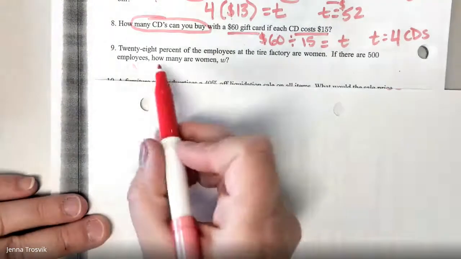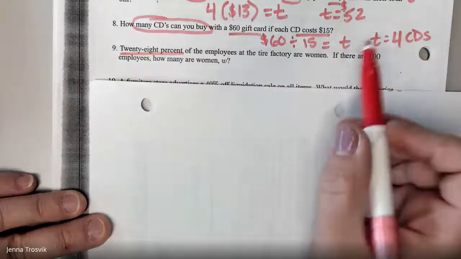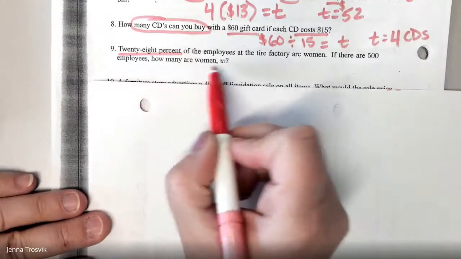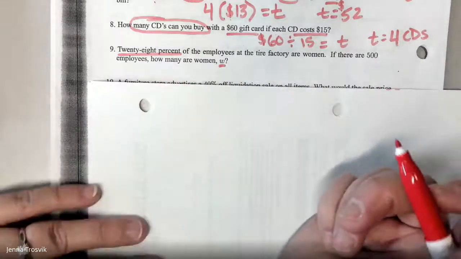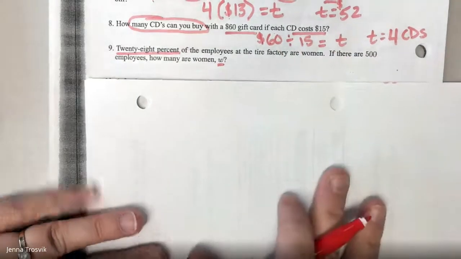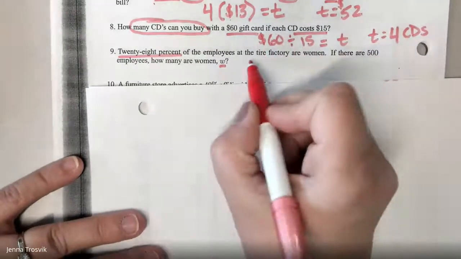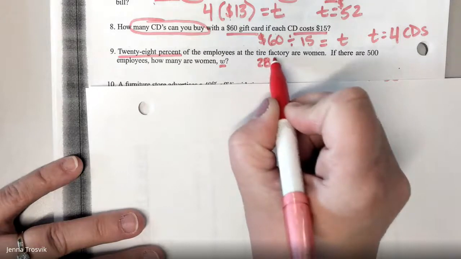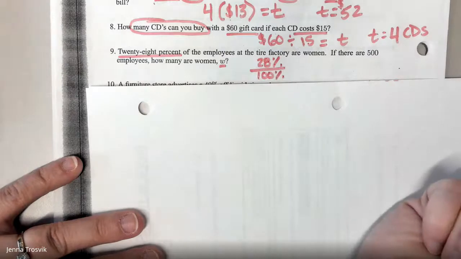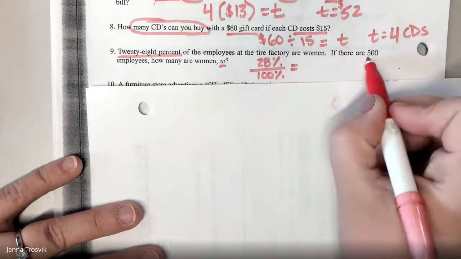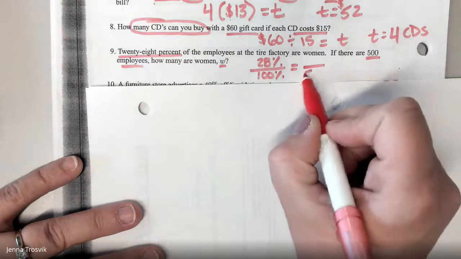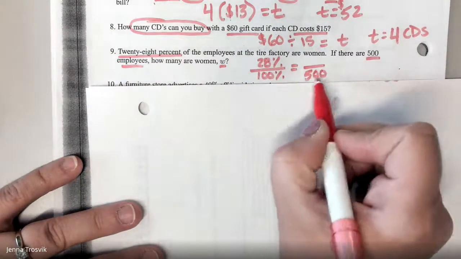Number 9, 28% of employees at the tire factory are women. If there are 500 employees, how many are women? This time, I'm actually going to set it up like we did in our ratio problems, because for me, it's the easiest way to solve. So I'm going to take it as 28% over the total percent we can possibly have, which is 100%. And I'm going to put it equal to 500 total employees. So the 500 goes with the 100%.